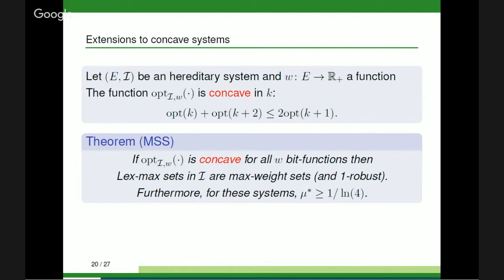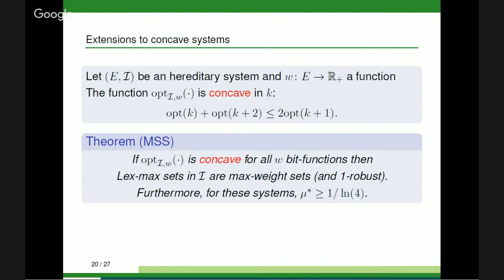Whenever you have a system and a weight function that satisfies that this function opt is concave, opt concave means exactly what's written over there: opt of k is smaller or equal than opt of k plus 1, but the marginal increase decreases over time. Whenever opt is concave, for every such function, Lex-max sets are maximum weight sets, so the weak lemma holds.